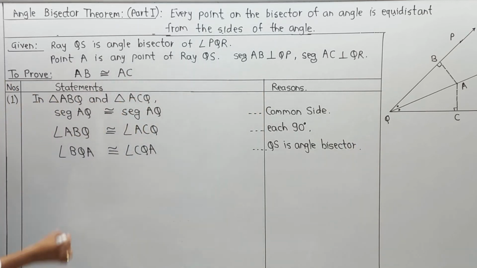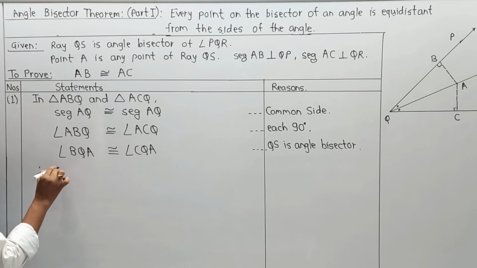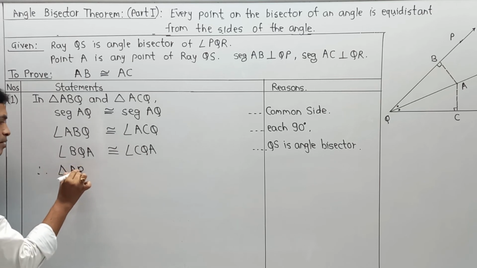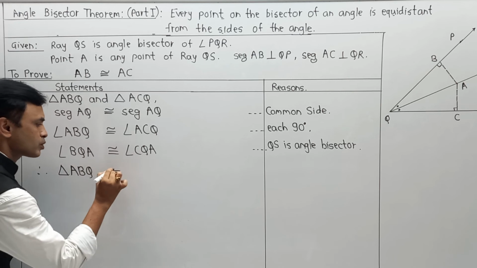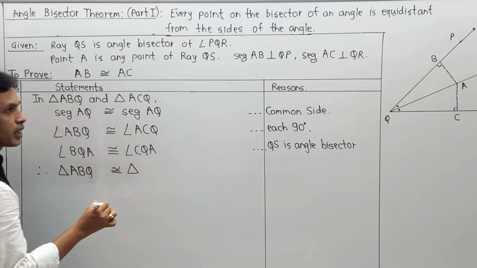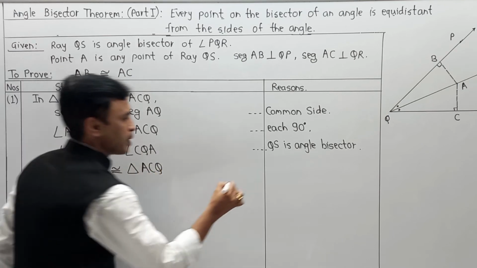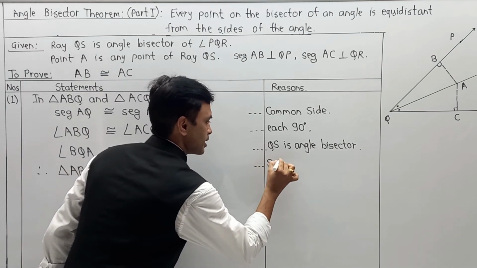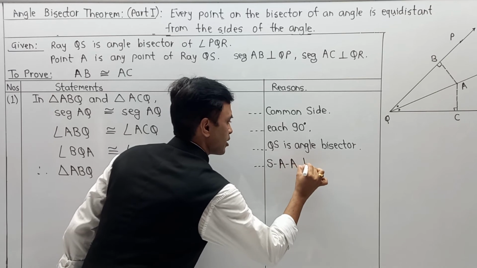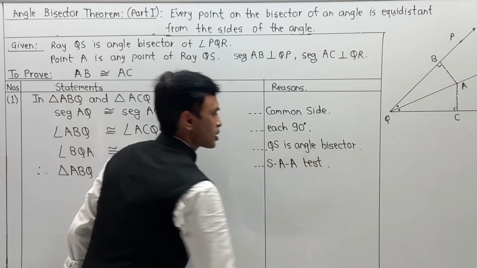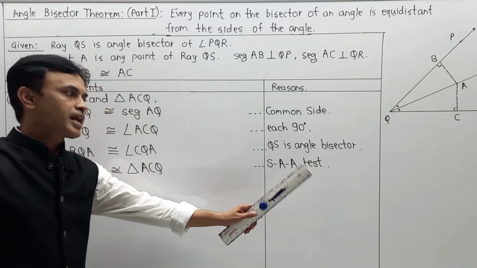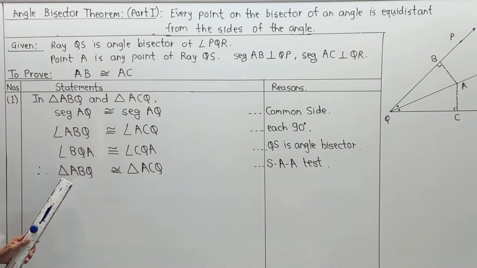Therefore, we can have a part. Triangle ABQ is congruent to triangle ACQ by the side angle test of congruency, or you can say the SAA test of congruency. Now when two triangles are congruent, then their respective sides and respective angles must be congruent.